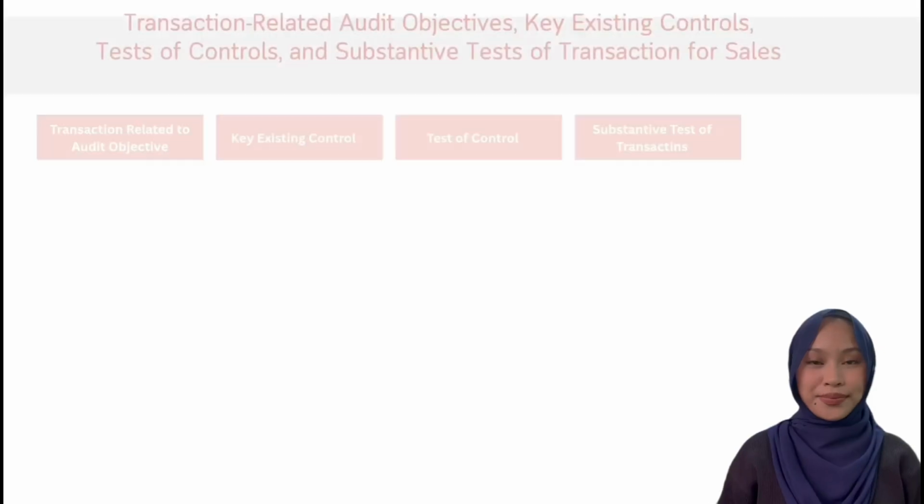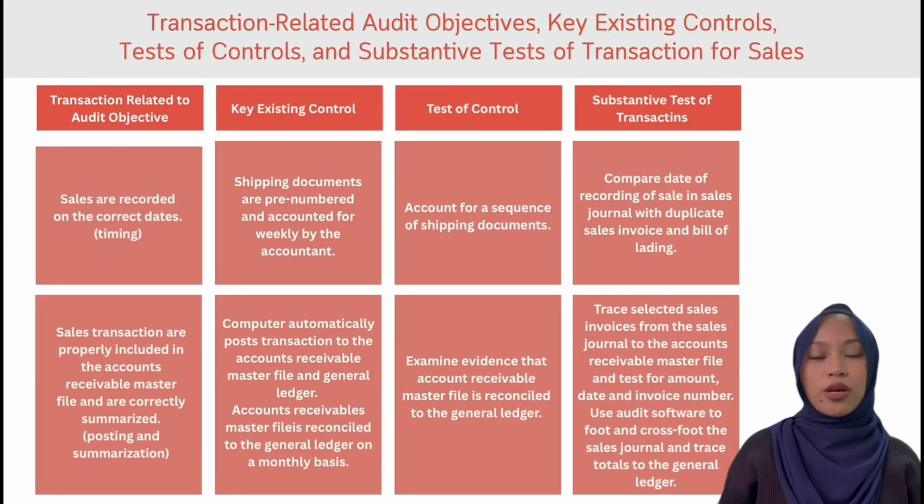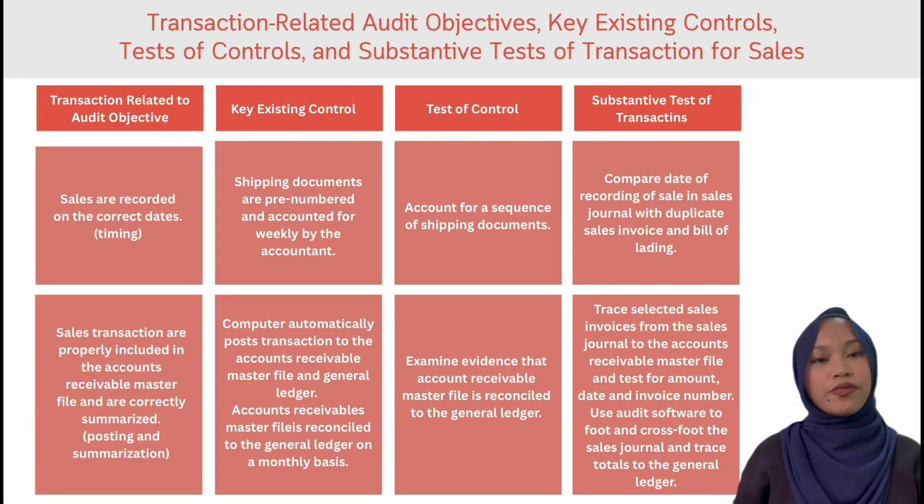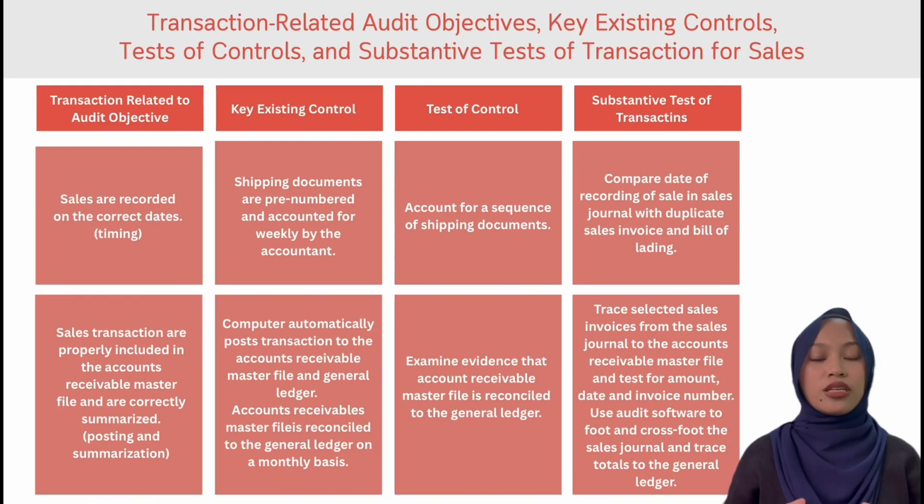Now let's look at the last two audit objectives for sales transactions, which are timing and posting and summarization. The first objective here is timing. This means that sales should be recorded on the correct date, not earlier or later than when they really happen. The key control is that shipping documents are pre-numbered and checked weekly by the accountant.